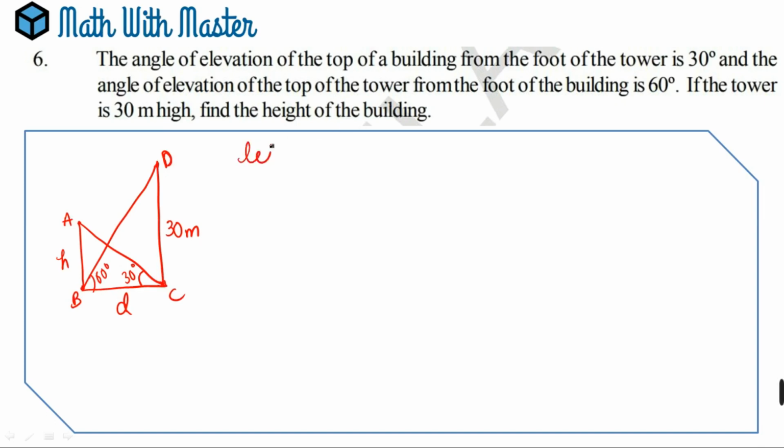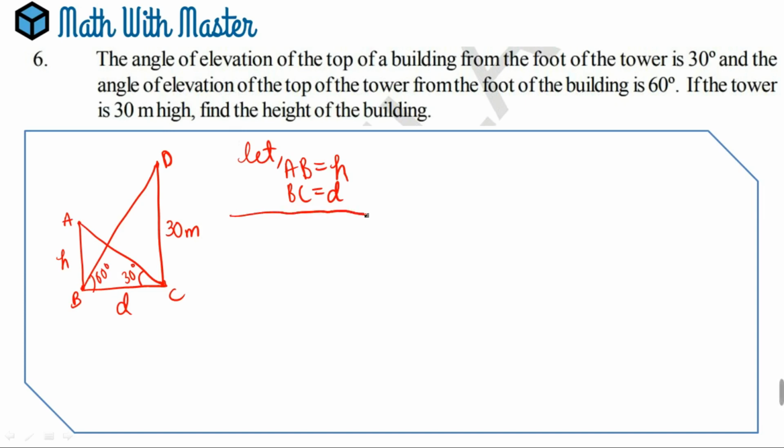So we have let AB is equals to h and BC is equals to D. Now what we have to do is think about a common side from these two right angle triangles, which is BC, which is D. By finding the value of D from triangle BCD, we can find the value of H from triangle ABC.